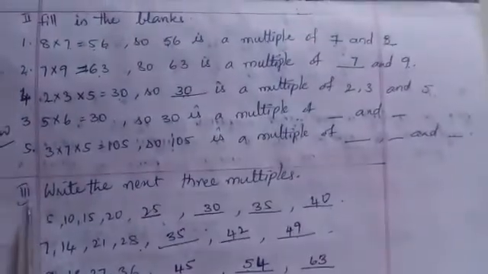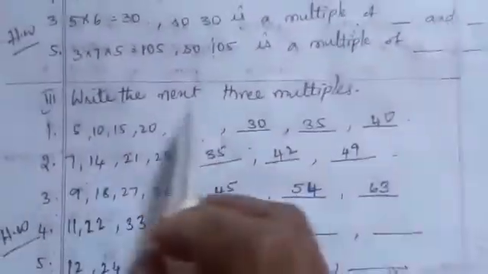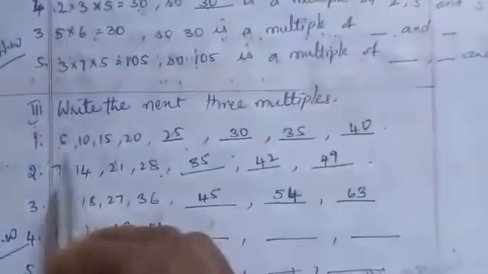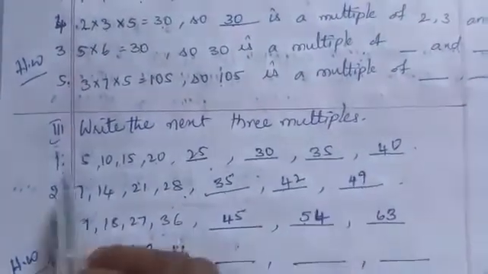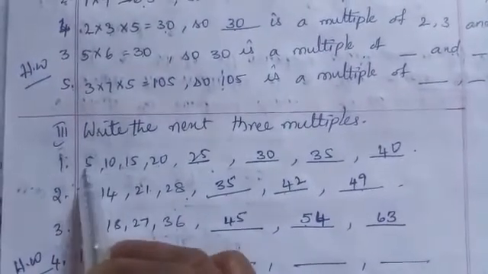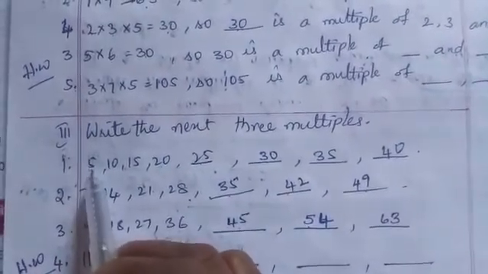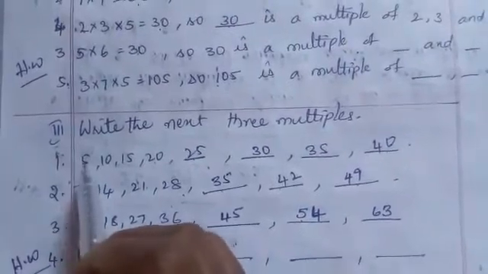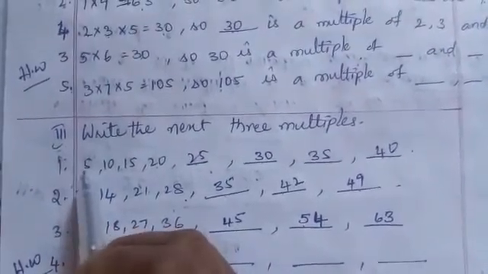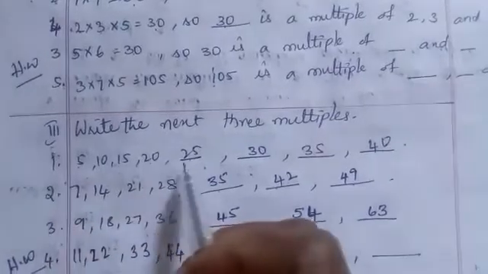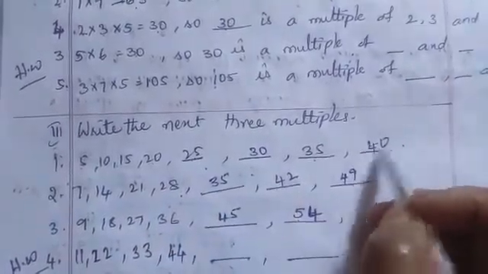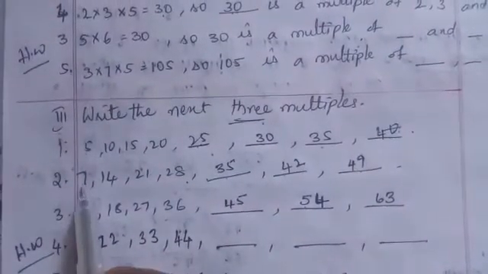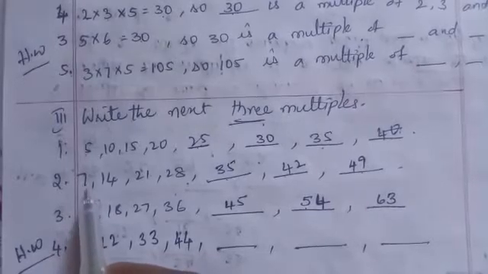Now third bit, write the next 3 multiples. Some multiples are given and we need to write the next 3. So by seeing the first number, you can tell what multiples are these. So these first sum is multiples of 5. So 5, 10, 15, 20. After 20 we will get 25, 30, 35. 3 are enough, first 3 multiples.